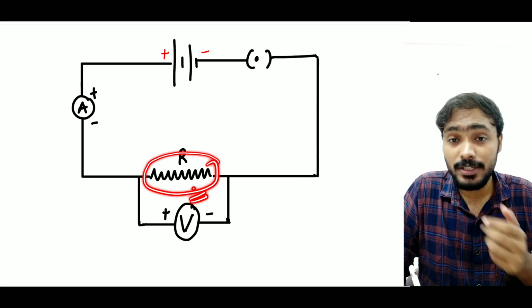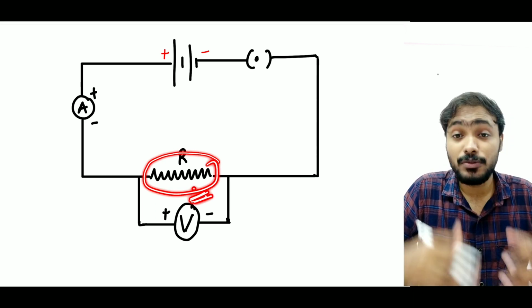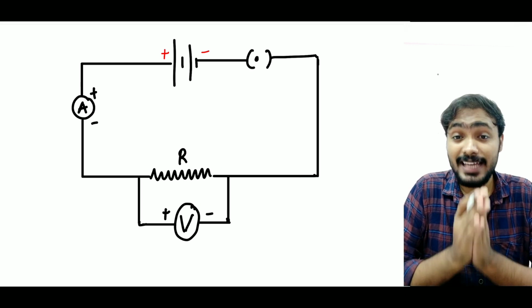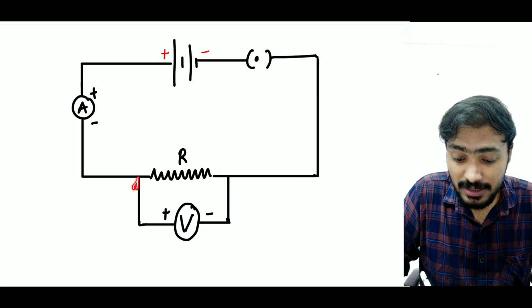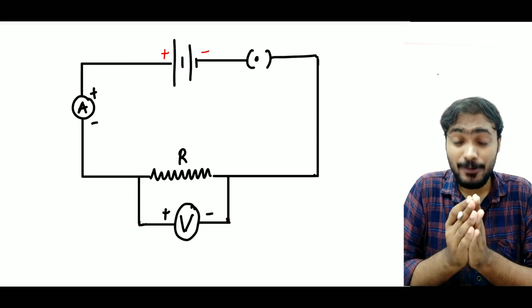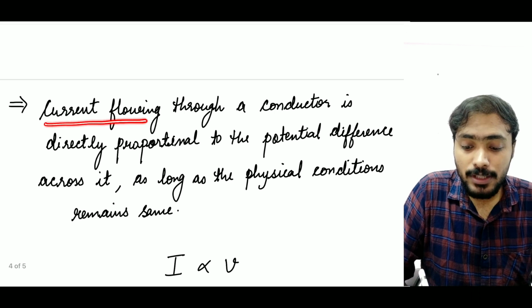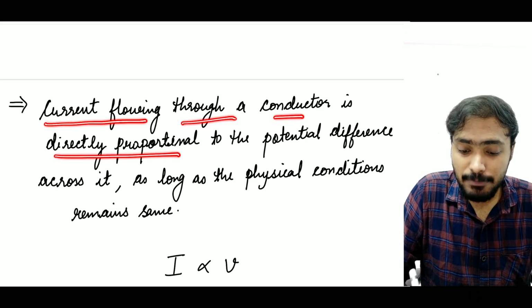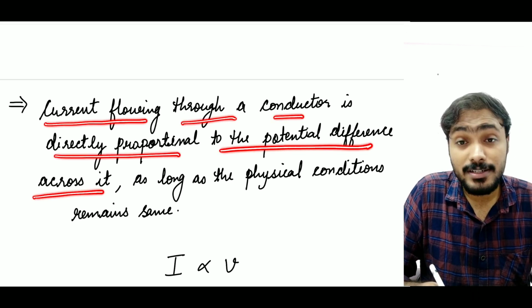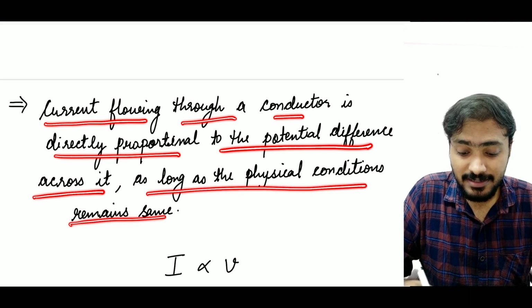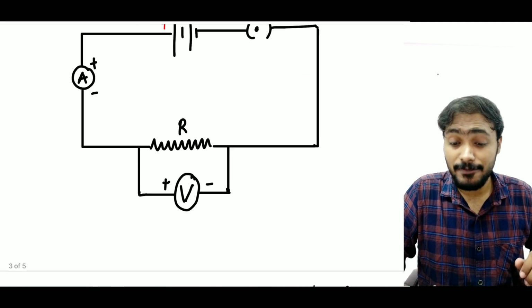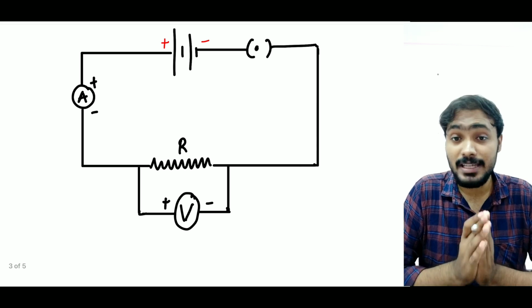conductor, whichever way you put it, right? The current that is flowing through your conductor is found to be directly proportional to the potential difference applied across it. And this is what Ohm's law is. So I'll just simply write it. Current flowing through a conductor is directly proportional to the potential difference across it, as long as the physical condition remains same. Obviously, the first and foremost rule, the physical condition should remain same, right?